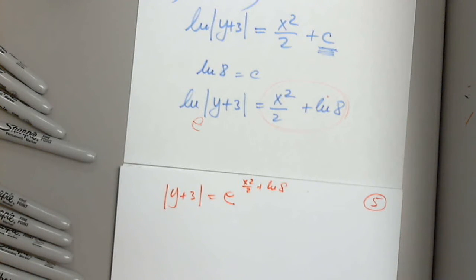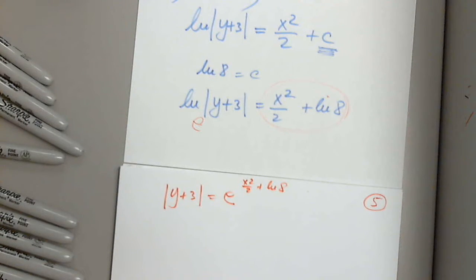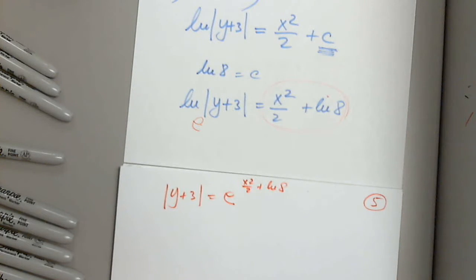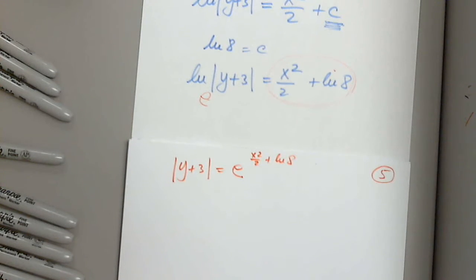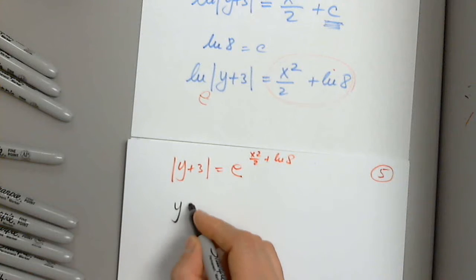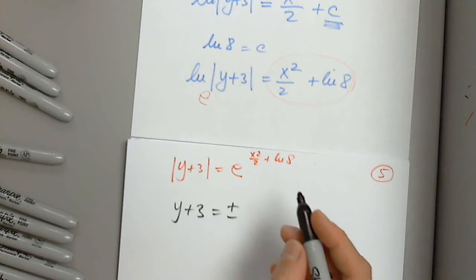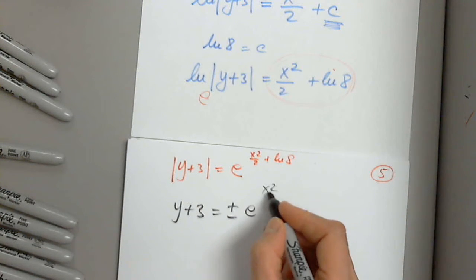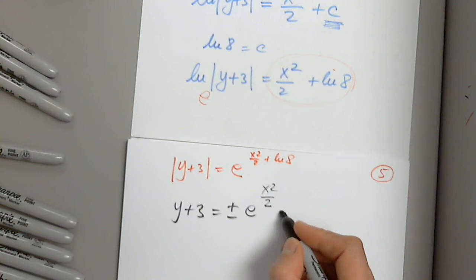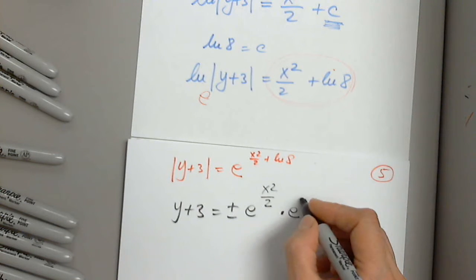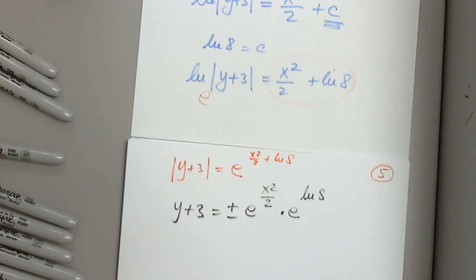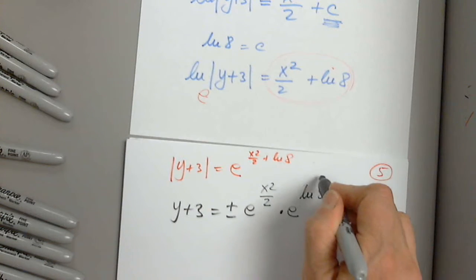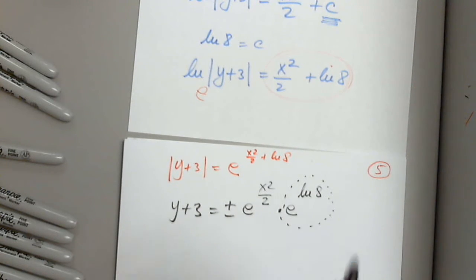Remember doing this? Vaguely? Okay, so we have to practice this. So then y plus 3 equals plus or minus e to x squared over 2 times e to natural log 8. What does that mean? What is this equal to?